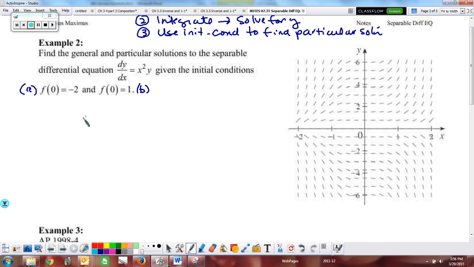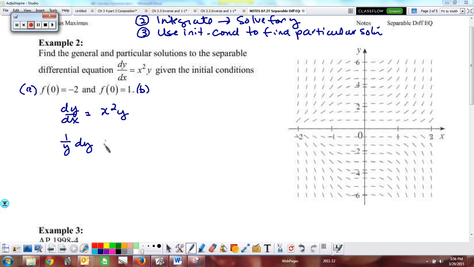All right, so I'm going to start with my derivative, and I'm going to use my steps. We have dy dx equal to x squared y. We separate. I'm going to divide by y, 1 over y dy. And then over on this side, bring my dx over, x squared dx. So step 1, you separate. Step 2, then you integrate.